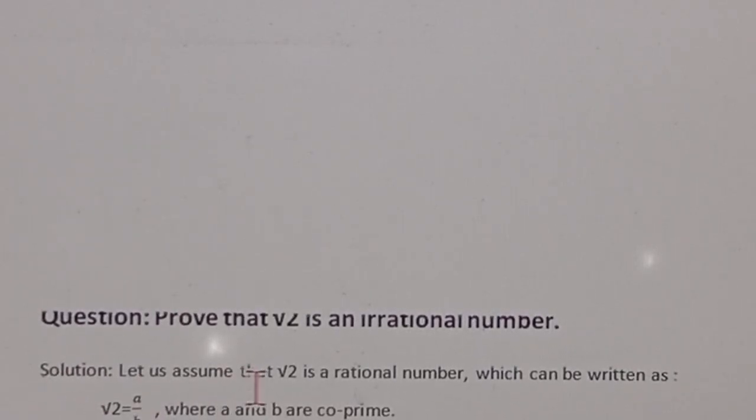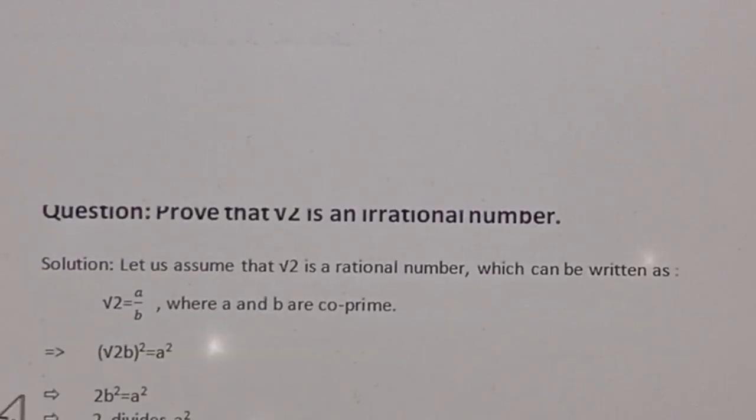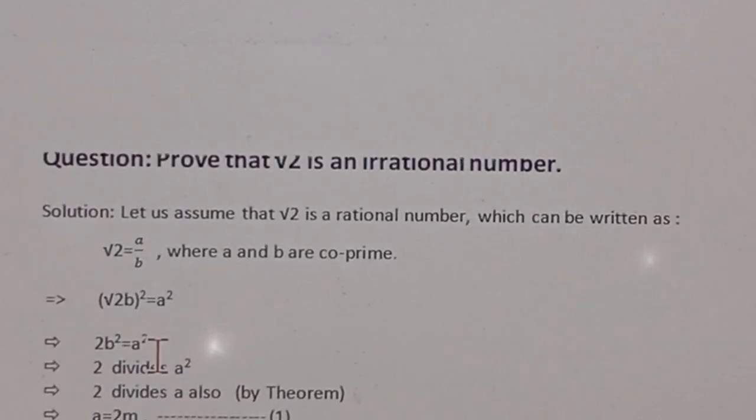Let us assume that root 2 is a rational number, and it can be written as root 2 equal to a by b, where a and b are co-prime, implies root 2 b whole square equal to a square, implies 2b square equal to a square. Now a square has two factors, 2 and b square. Both are positive integers. Implies 2 divides a square. Implies 2 divides a also.